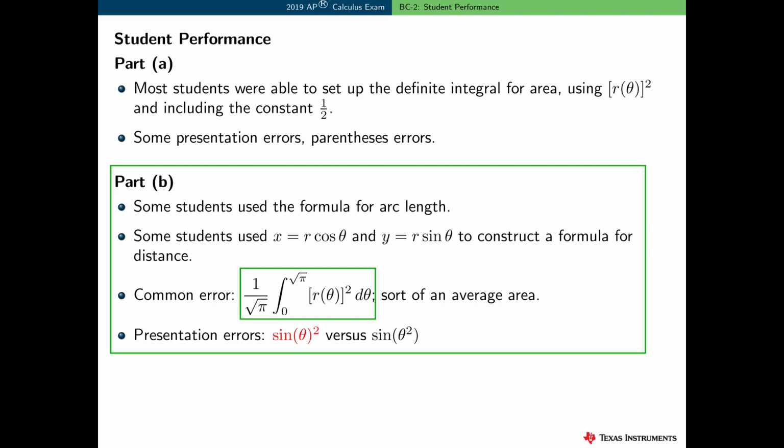A common error involved this expression with the square root of pi. I guess this is sort of an average area, but it's incorrect. And there were some presentation errors here also, most notably sine squared of theta versus the sine of theta squared.